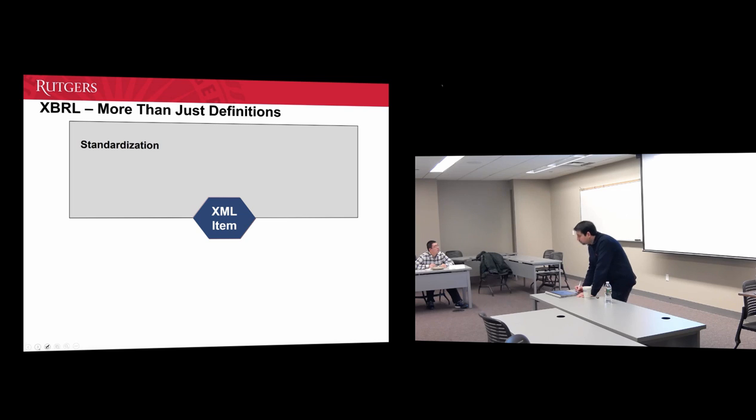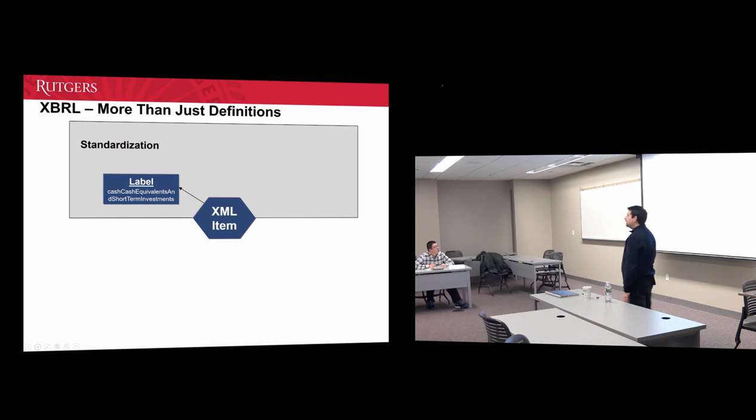So this is, for example, one of the advantages of this is that it provides standardization. Like, it has, for example, a label. The label is called cash equivalents, and short-term investments. That's the label. That's what the computer will read. So if you find an amount here that is 5,000, the computer software will automatically interpret it as cash equivalents, and short-term investments.